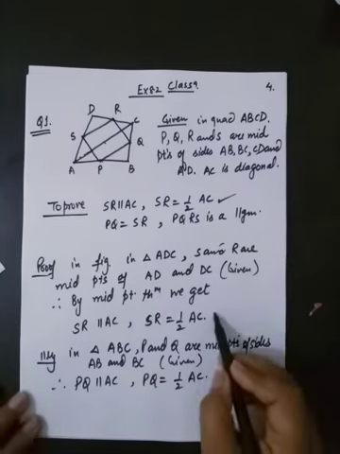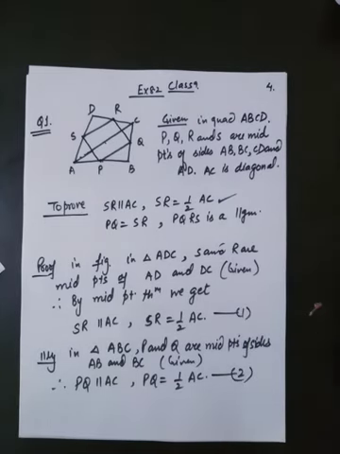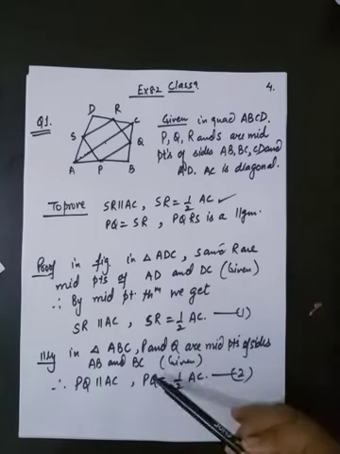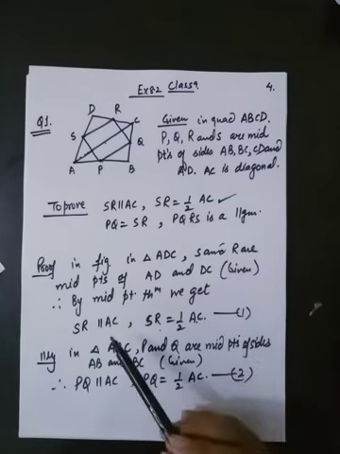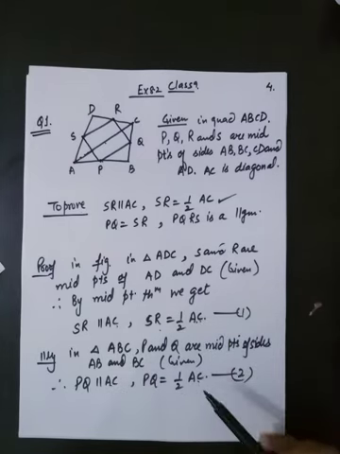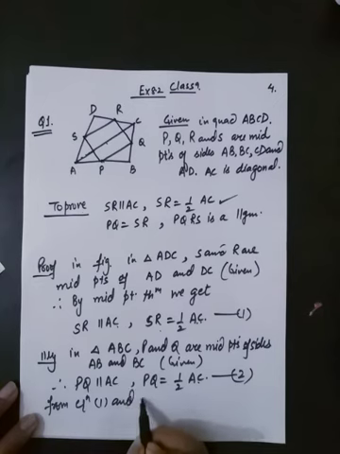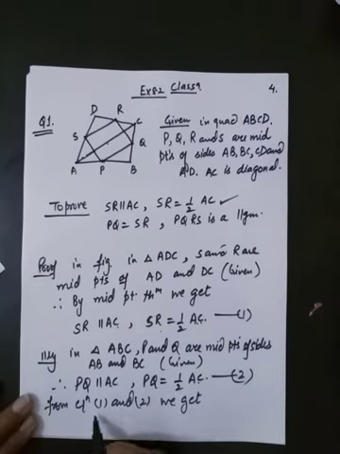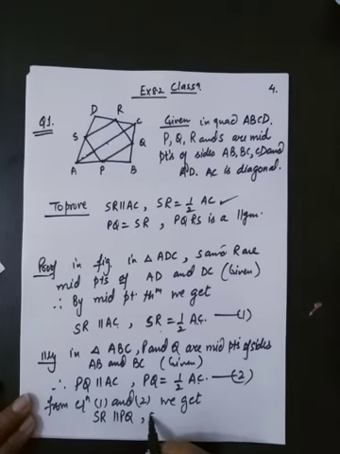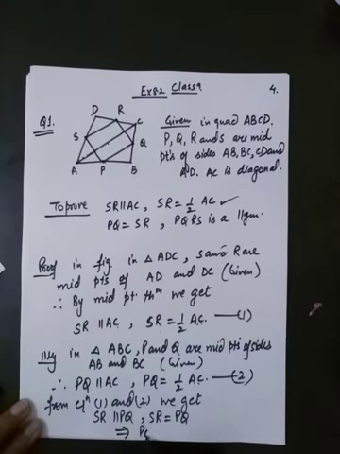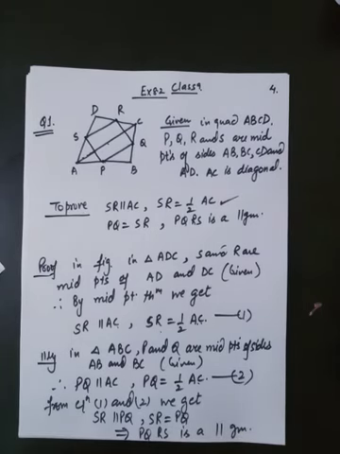Now from equation number 1 and 2, we observe that both the sides PQ and SR are parallel to the same side AC and length में भी वो उसका क्या है half. तो from equation 1 and 2 we get SR parallel to PQ and SR is equal to PQ, and this result gives us that PQRS is a parallelogram because one pair of opposite sides of quadrilateral PQRS is parallel and equal. That's why PQRS is a parallelogram.